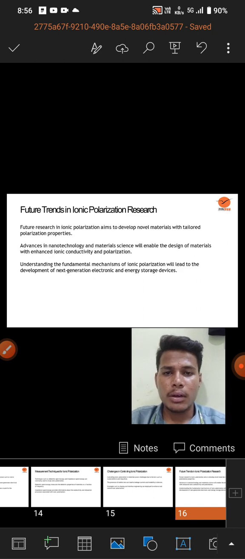Future trends in ionic polarization research. Future research in ionic polarization aims to develop materials with tailored polarization properties. Advances in nanotechnology and material science will enable the design of materials with enhanced ionic conductivity and polarization. Understanding the fundamental mechanisms of ionic polarization will lead to the development of next generation electronic and energy storage devices.